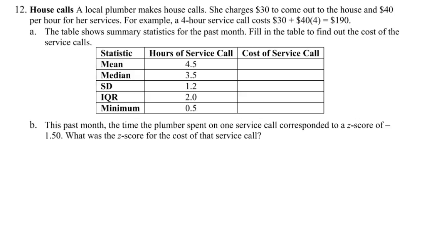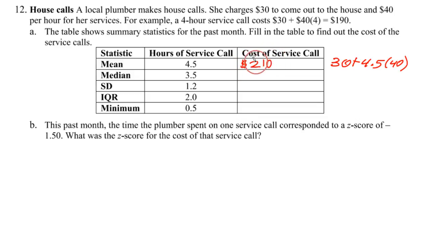Now it says that this table shows a summary for the past month and that we need to fill it in to find out the cost of services. So when I do the first one, I'm just going to write the example calculations out off to the side here. So I know that there's always going to be $30 that gets charged, plus the 4.5 hours for the service times 40, because there's $40. So when we calculate what that would be in terms of pricing, the $30 plus 4.5 times 40, we get that that's $210 for the entire service call. So that means that I can put 210 right here, and that is in dollars.